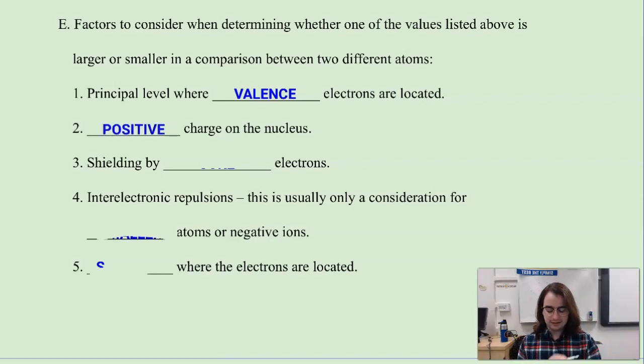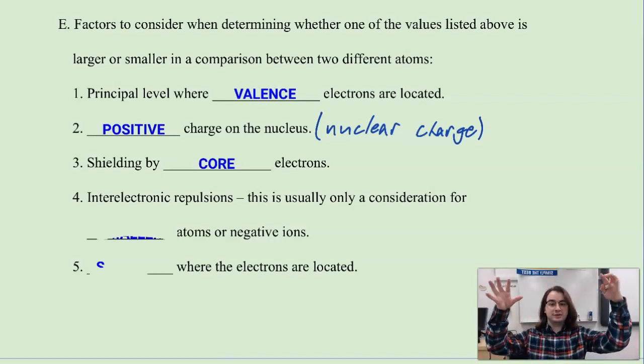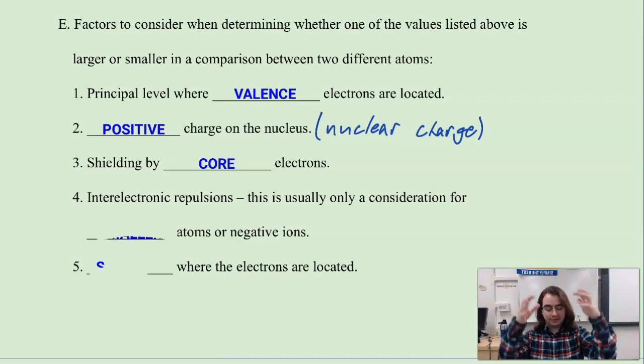Another thing we need to talk about is the positive charge on the nucleus, which is that nuclear charge I was talking about before. The nuclear charge indicates how hard we pull electrons towards us. So we need to make sure that we mention nuclear charge. And we also want to talk about something called shielding. Shielding is this idea that the more electrons I have in the center, the harder it is for me to have attractive forces on the electrons on the outside.